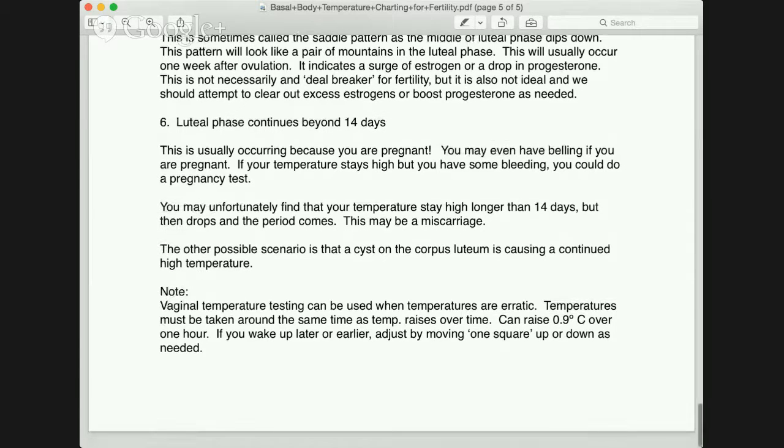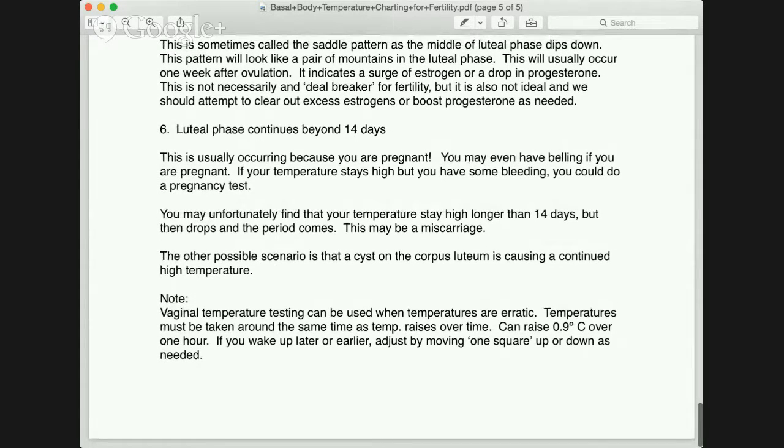Another situation is a cyst. A cyst on the corpus luteum is causing continued high temperature. I don't think that's super common, but I guess good to note that that's possible.